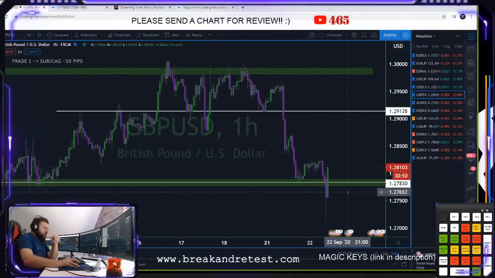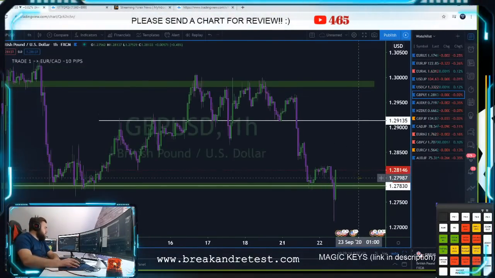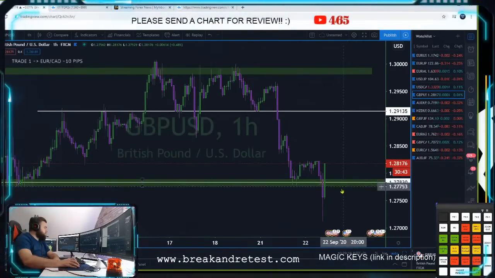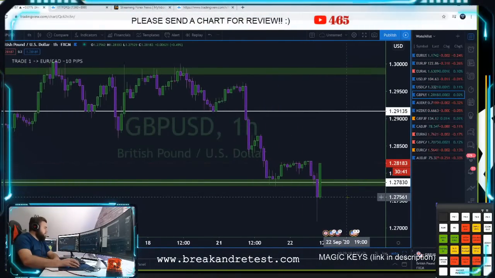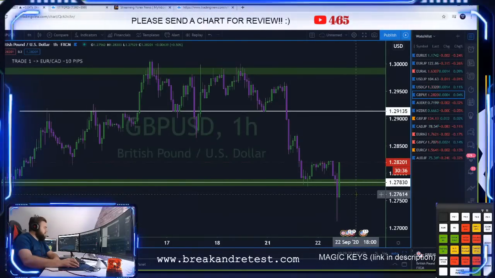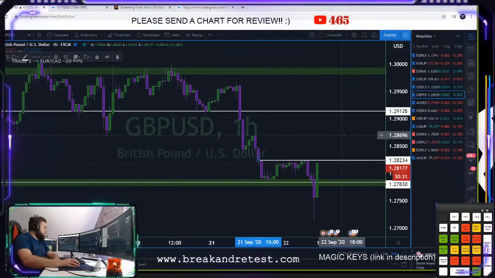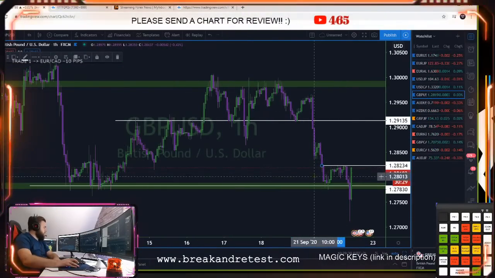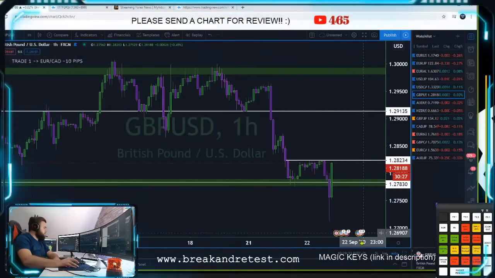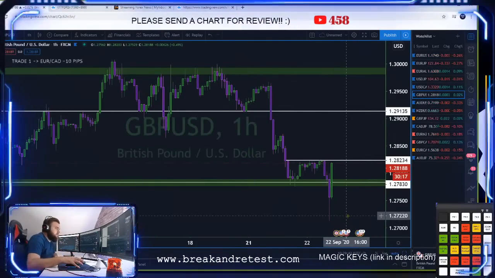Man, GU looks perfect as a fake out, but it doesn't look like it's gonna give us a chance anytime soon. It's pushing straight to the upside, and it's about to push above this small resistance here. That might happen too. Wow, today is crazy.